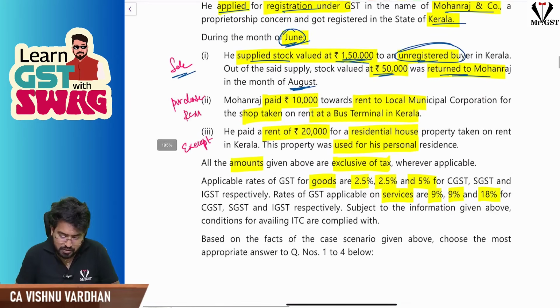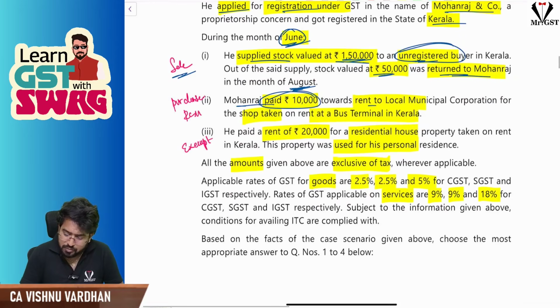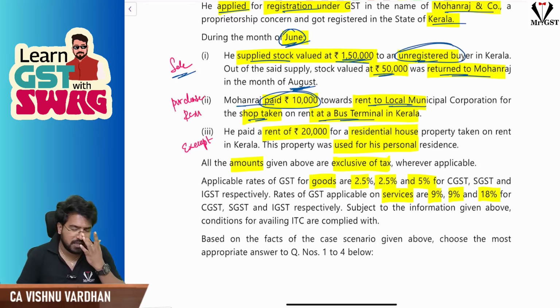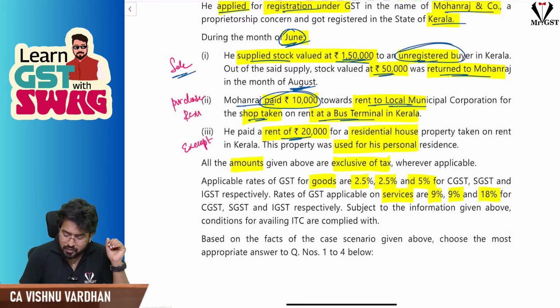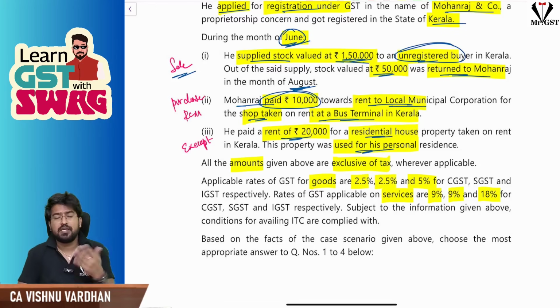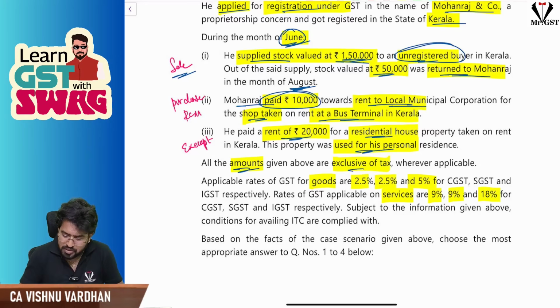Okay. Next, Mohan Raj paid rent of 10,000 rupees to the local municipal corporation for a shop taken on rent at a bus terminal in Kerala. So this is intrastate supply, only Kerala. And here he is paying rent for commercial property to government. Recipient is registered, so obviously entry 5A, you know, RCM. So this is a purchase covered under RCM. He paid rent 20,000 for a residential house for his personal purpose. Renting of residential building for residential use is obviously exempt under GST. So this is exempt under GST. Simple information. All amounts are exclusive of tax.